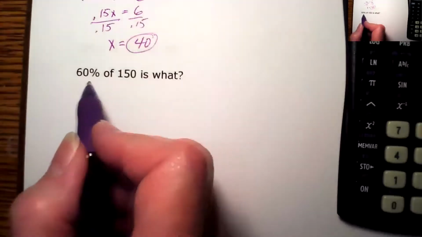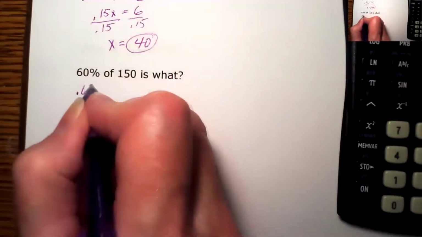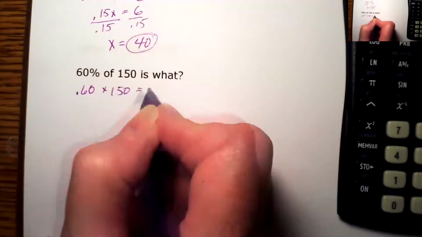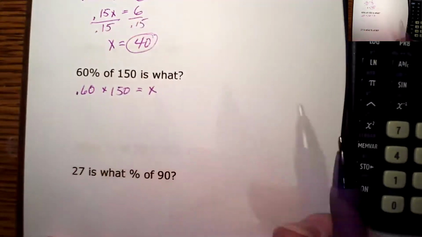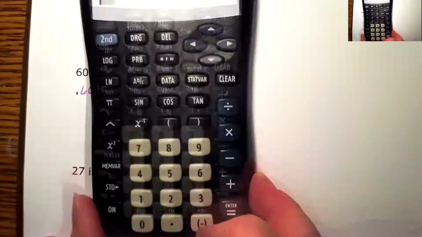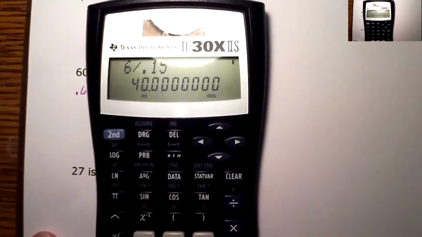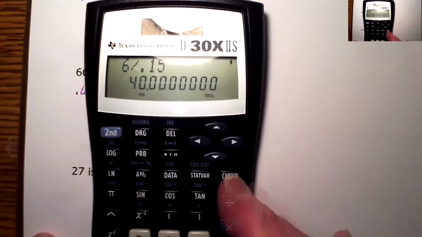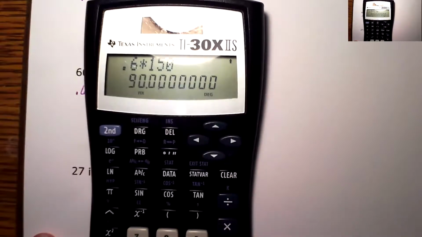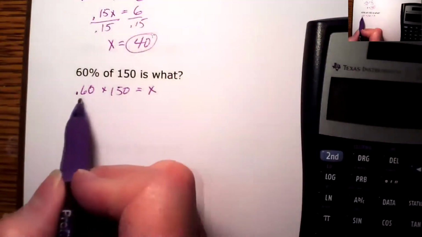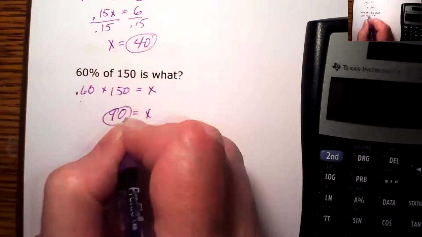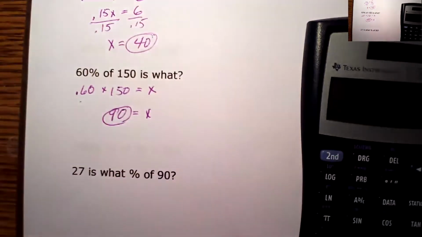Continuing on, again, I want that to be decimal form. "Of" is times 150 equals x. So this one I'm just going to multiply to get my answer. So 0.6 times 150. Let me move this down so you can see it. 0.6 times 150 is 90. So 60% of 150 is 90.